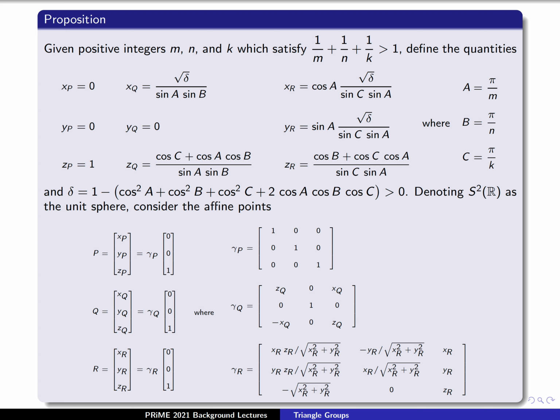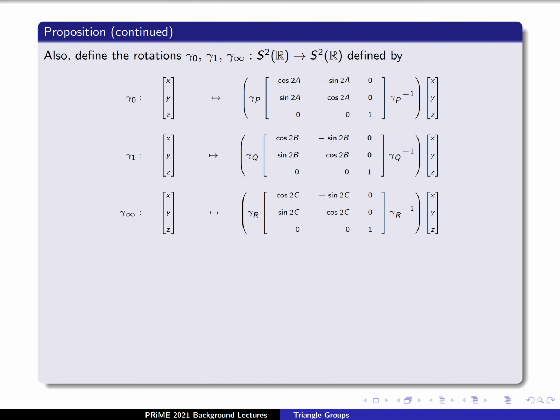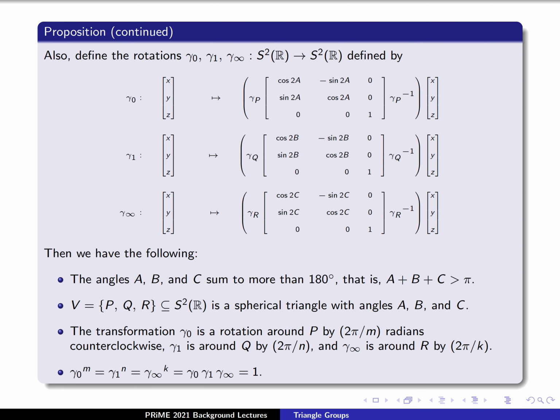Let's say that we have positive integers m, n, and k, where the sum of the reciprocals is greater than 1. We'll consider the same angles as before: A is pi over m, B is pi over n, and C is pi over k. But now we're going to draw 3 points, P, Q, and R, in terms of the x-coordinate, the y-coordinate, and the z-coordinate. And we're going to introduce 3 types of rotations: gamma 0, gamma 1, and gamma infinity. Again, don't worry so much about memorizing these formulas. This is all written out explicitly so that we can make the following statements.